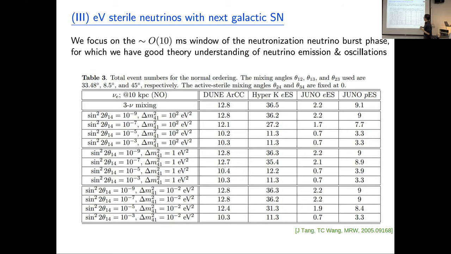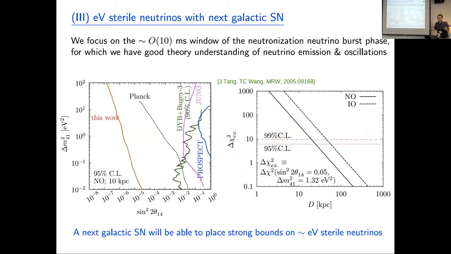For standard non-sterile neutrino mixing, the total event numbers are given by the very top line. Then if you use different mixing parameter sets, you can see that for the case of normal ordering, the events in DUNE are roughly comparable, only slightly reduced, while the events in Hyper-K can be reduced by roughly a factor of 3. Similarly for JUNO. With this reduction of detected events, we can construct a chi-square and draw the exclusion limit.